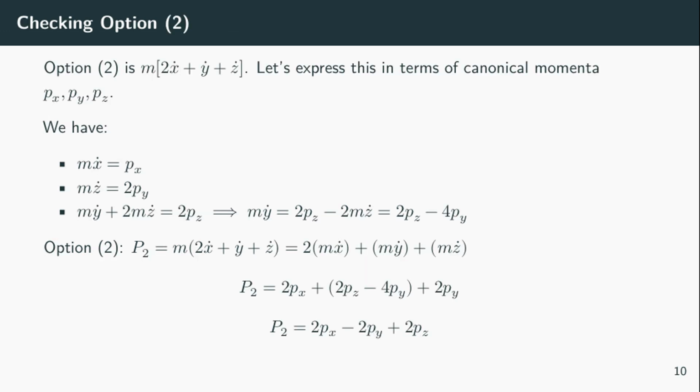We are checking option 2, which is given by m times the quantity 2x dot plus y dot plus z dot. Our goal is to express this in terms of the canonical momenta. The definitions for p_x, p_y and p_z are provided. Using these definitions, we derive expressions for m times the velocity components in terms of the momenta. As shown, this requires rearranging the definition for p_z to solve for m y dot. Now, we substitute these expressions for m x dot, m y dot and m z dot back into the formula for option 2.